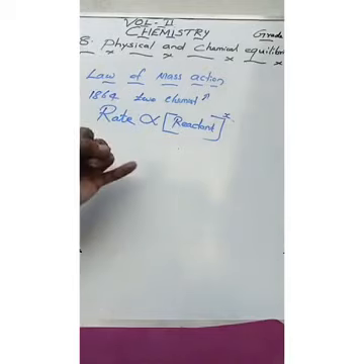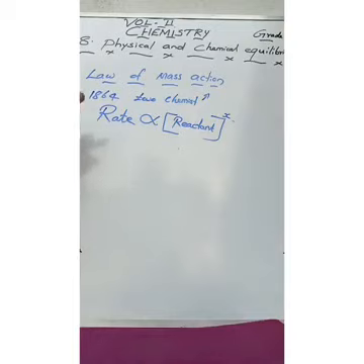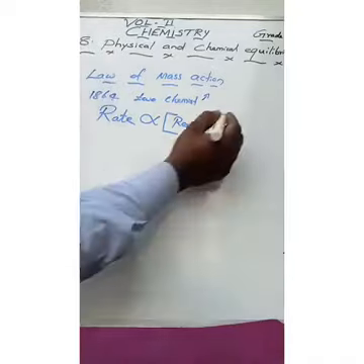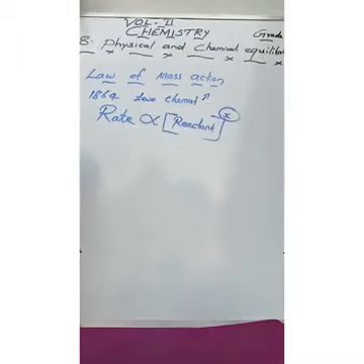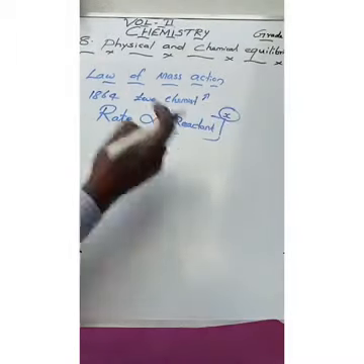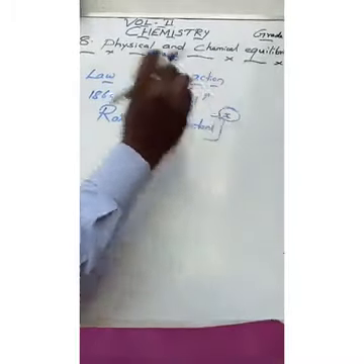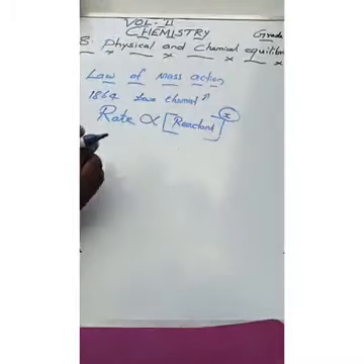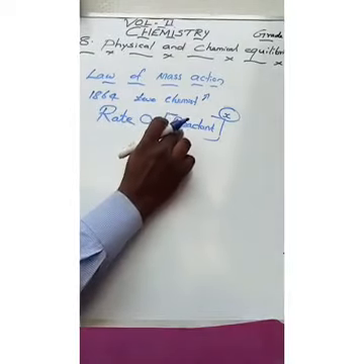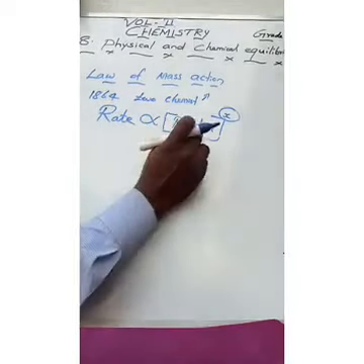At any instant, the rate of the chemical reaction at a given temperature is directly proportional to the product of the active masses of the reactant at that instant. Here, what is this x? Don't forget that you have to write the x. X is the stoichiometric coefficient of the reactant.